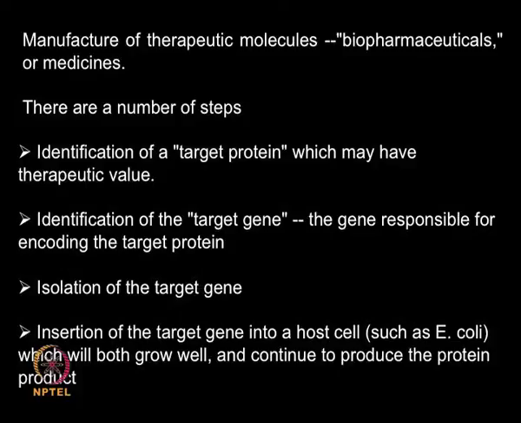So you decide that I want to make this protein in excess, you identify what gene makes that protein, take that gene, put it in E. coli, that is a host cell. So when it grows, the protein is produced in excess.